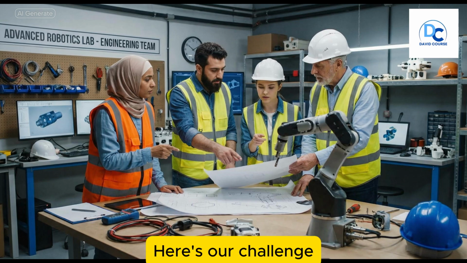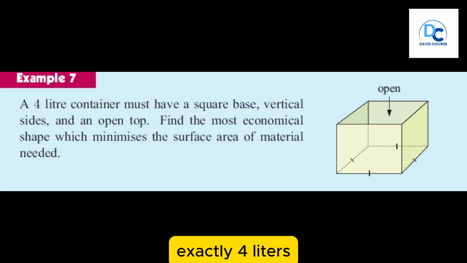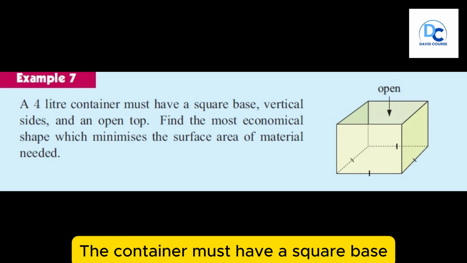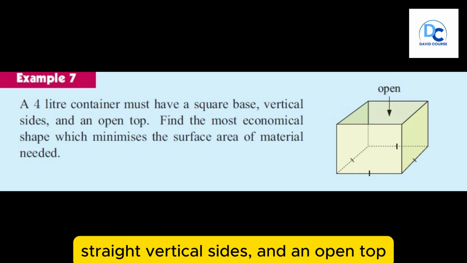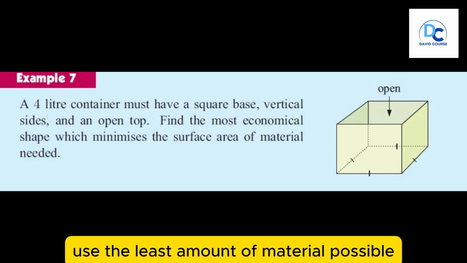Here's our challenge. We need to build a container that holds exactly 4 liters. That's 4,000 cubic centimeters. The container must have a square base, straight vertical sides, and an open top. Our goal is simple but crucial. Use the least amount of material possible.